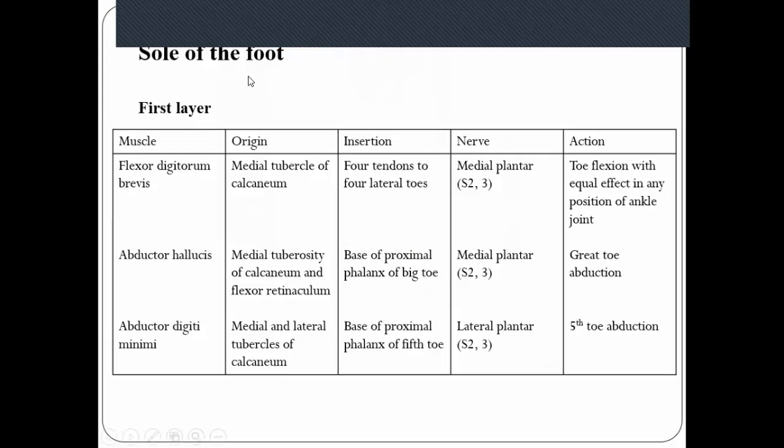Next are the muscles of the sole of the foot. So when we talk about the muscles of the sole of the foot, the first layer comprises 3 muscles.